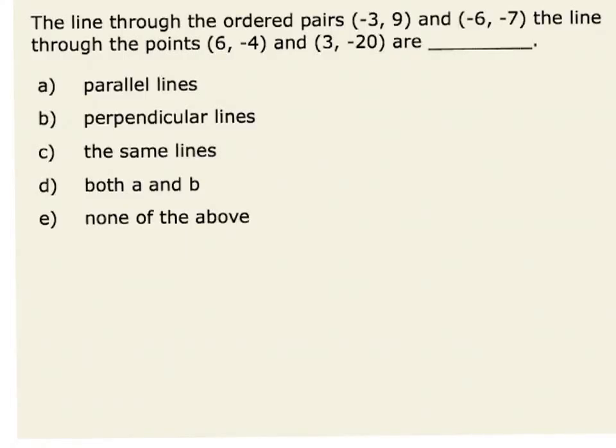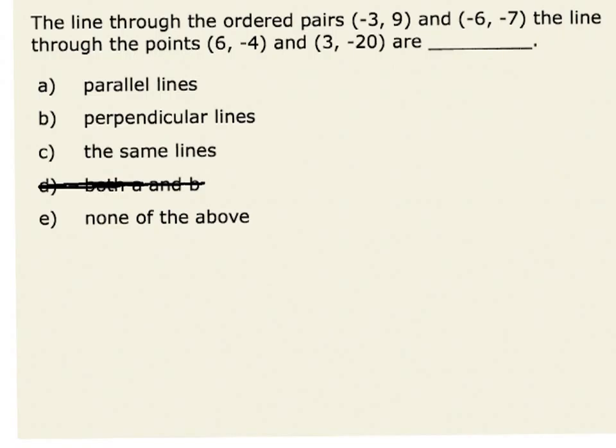In this problem, we are asked to determine whether two lines are parallel, perpendicular, the same line, or none of the above. We can automatically eliminate option D because lines cannot be both parallel and perpendicular. In order to solve this problem, we can find the equation of the lines given our ordered pairs.